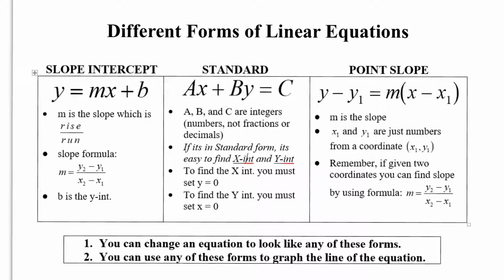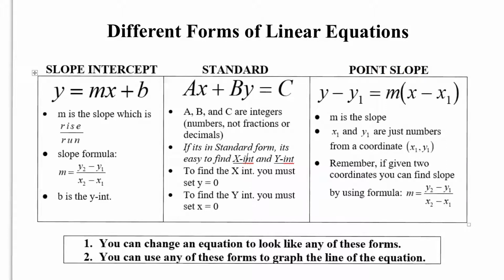If you have the standard form, the way you can graph is by using the x-intercept and the y-intercept. Now remember, to find the x-intercept, you set y equal to 0, and to find the y-intercept, you set x equal to 0. Once you find those intercepts, you plot the points and you connect the points.